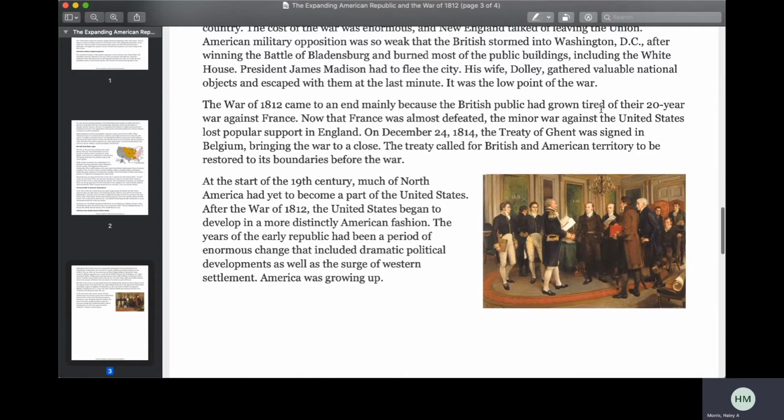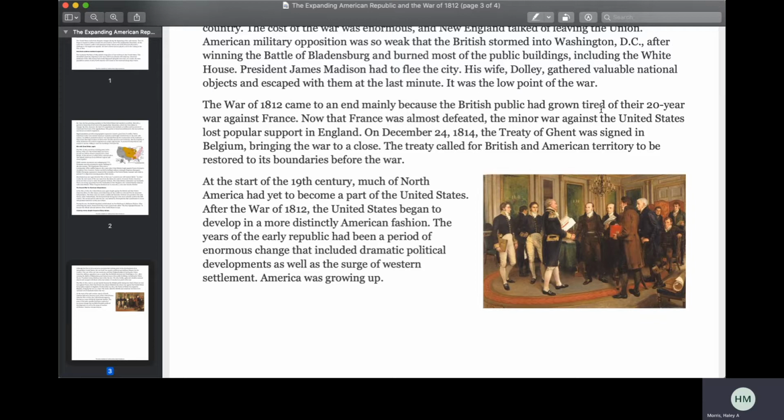The War of 1812 came to an end mainly because the British public had grown tired of their 20-year war against France. Now that France was almost defeated, the minor war against the United States lost popular support in England. On December 24, 1814, the Treaty of Ghent was signed in Belgium, bringing the war to a close. The treaty called for British and American territory to be restored to its boundaries before the war.